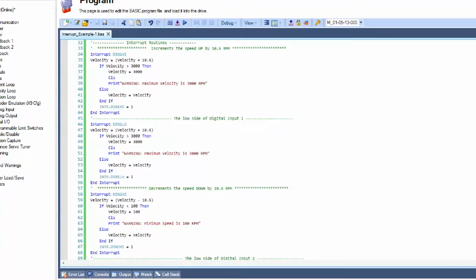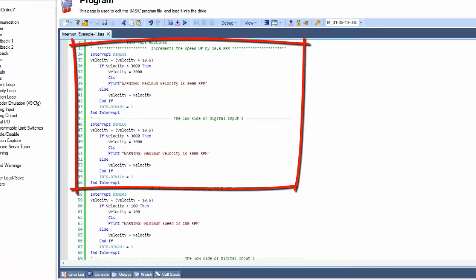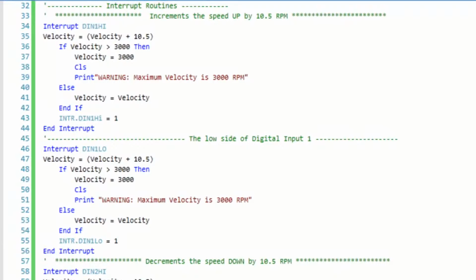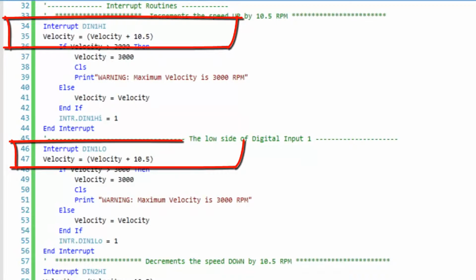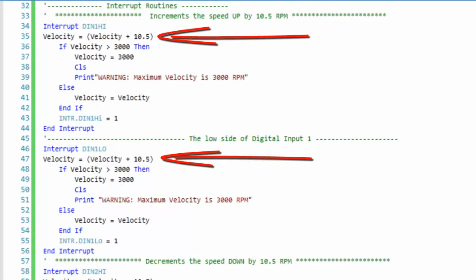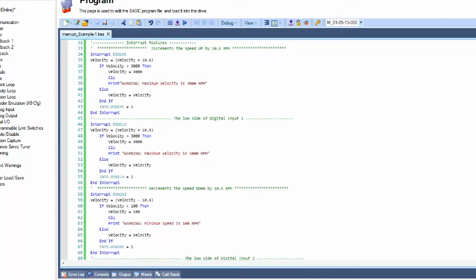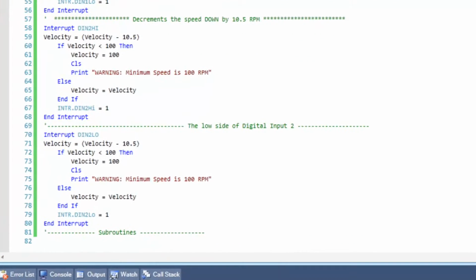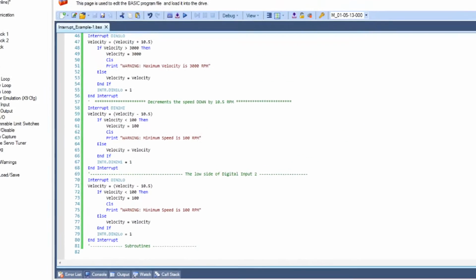In the interrupt routine section of the programming environment, we can see two separate outlined areas. Each includes two interrupt statements. The first two interrupt statements determine that when either the high or the low position of the digital input 1 switch is activated, the velocity will increase by 10.5 RPMs with a limit at 3,000 RPMs. The second interrupt statement establishes a decrease in velocity by 10.5 RPMs to a limit of 100 RPMs when either the high or low position of the digital input switch 2 is activated.